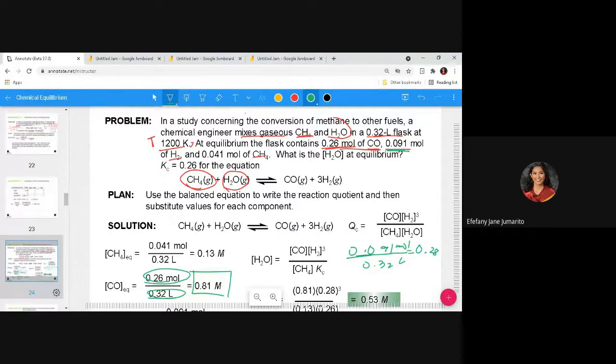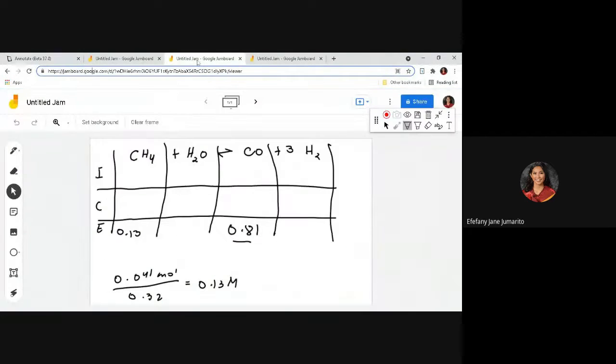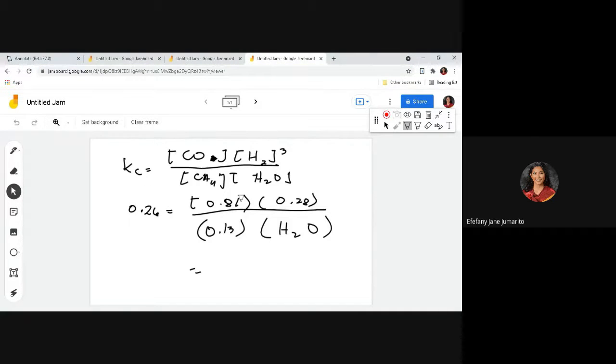Let's look at the ICE table. We use the ICE table to get the formula, but here we already have all the values. The question here is given: equilibrium is given, ma'am. We want to get the initial concentration, but it seems it can't be obtained, ma'am.